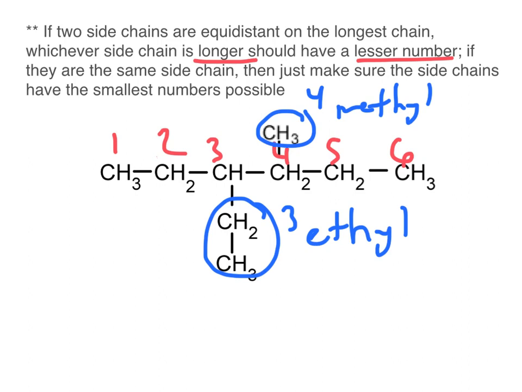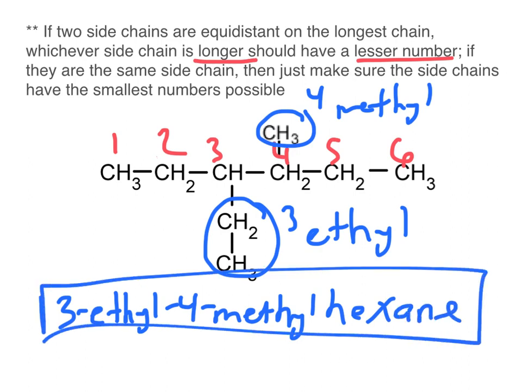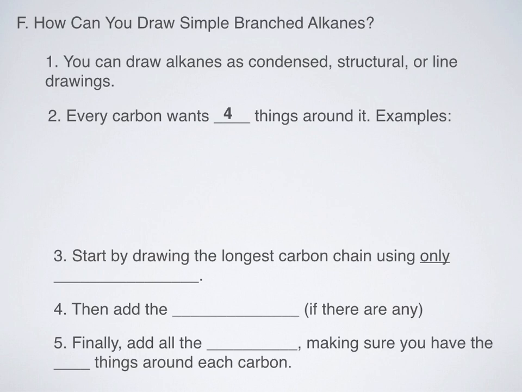So again, now let's write that out. So I have 3-ethyl, and then I have 4-methyl, and then again I have hexane. For some reason, we keep having hexane examples, and I have no idea why. But there you go. That's, again, how you would write branched alkanes. Alright, so if you're still with me, how can you draw simple branched alkanes?